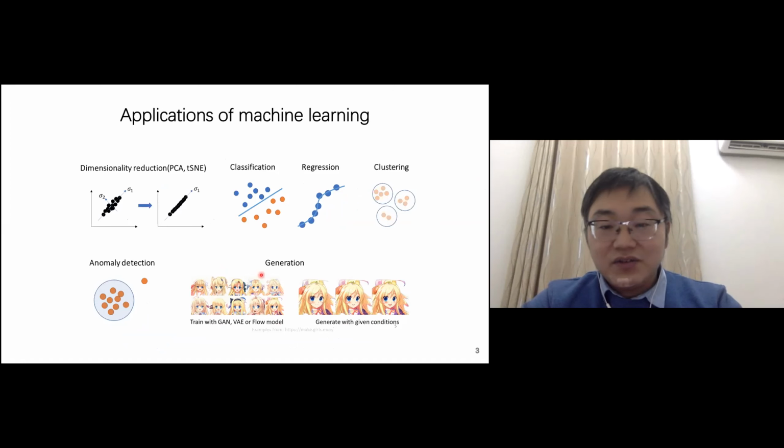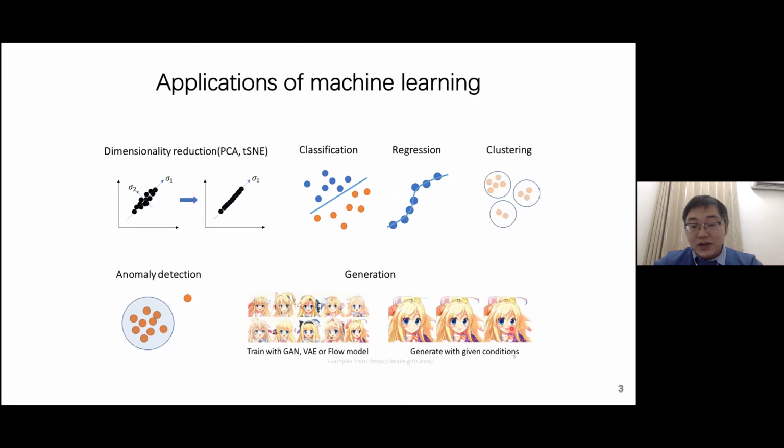And there is also a very interesting task called generation, where people train generative adversarial networks, variational autoencoders, or flow models with many different examples. After training, the generator actually learns statistical information from data, and it can be used to generate new examples with given conditions. For example, here, the open mouth angle is smoothly changing from 0 to 1.